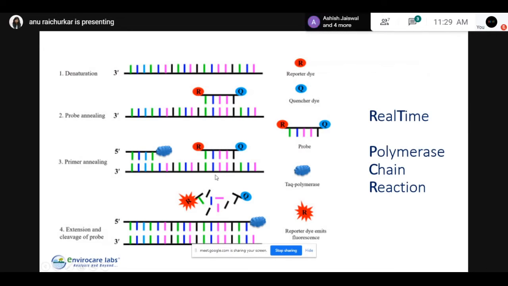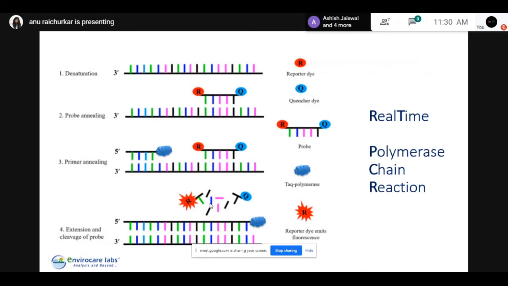dNTPs. But here one major thing happens: when your Taq polymerase reaches this probe, it is going to break the probe. So the reporter and the quencher get separated. And now the quenching activity does not happen, because of which the reporter dye goes on emitting your fluorescence, and you can see that this signal is being emitted, so that my DNA has been amplified. And as the number of copies goes on increasing, obviously the signal also goes on increasing.